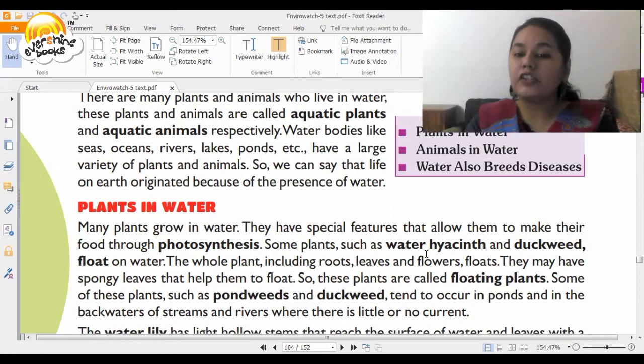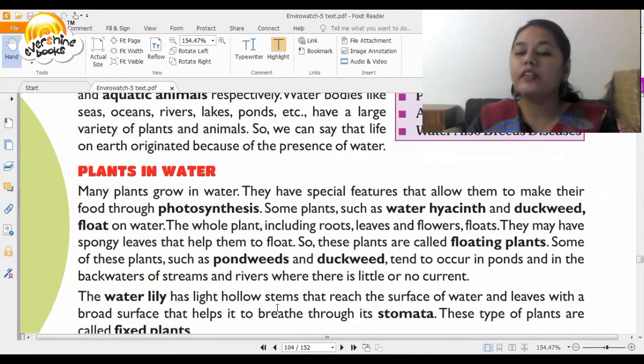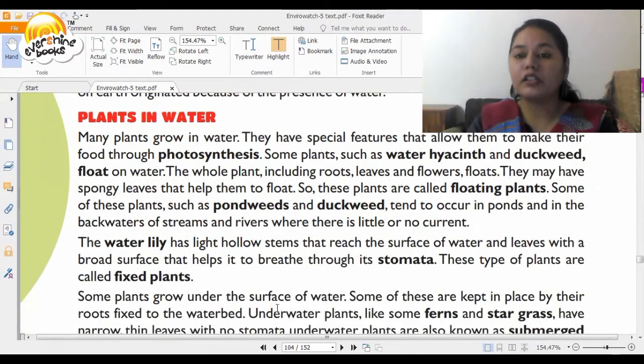Some plants, such as water hyacinth and duckweed, float on water. The whole plant, including roots, leaves, and flower, floats on the water. They may have spongy leaves that help them to float. So these plants are also called floating plants. Some of these plants, such as pondweeds and duckweeds, tend to occur in ponds and in the backwaters of streams and rivers where there is little or no current.